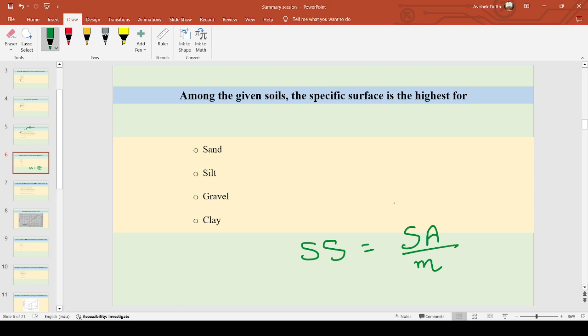Now we know that on the basis of size, we can classify these components: gravel has the highest size, more than sand. Sand is larger than silt particles.